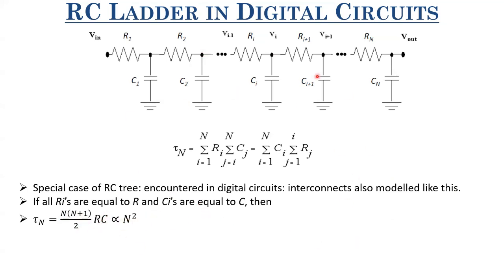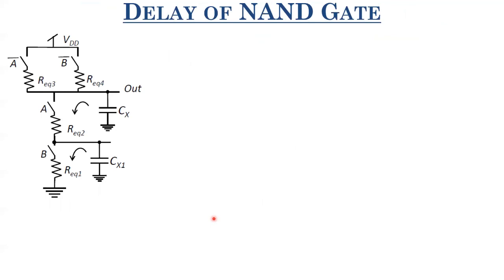Now with this Elmore approximation or Elmore delay method, let us calculate the delay of a NAND gate. Let us first take the case of TP-LH. TP-LH is basically, we have to find the equivalent resistance, or I would say the equivalent time constant, at this node, right? Because it's the output which we are bothered about. So for the best case TP-LH, both of them are conducting, right? A bar equals 0, B bar equals 0. That is, both these switches are turned on.